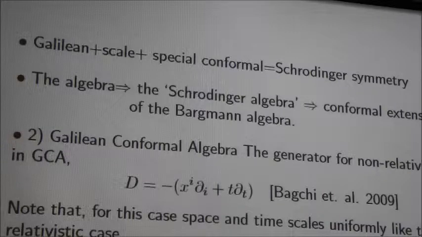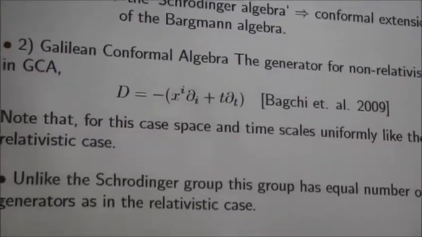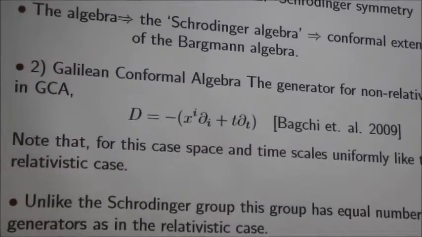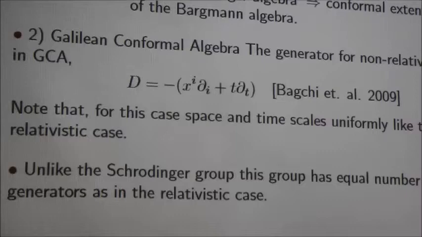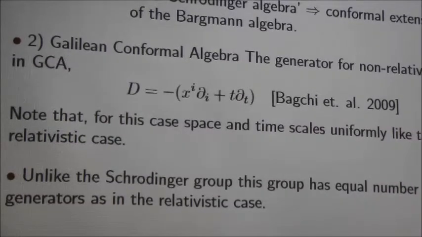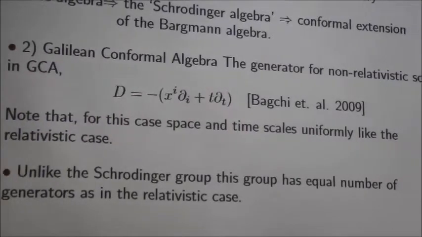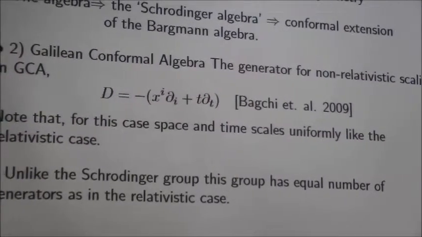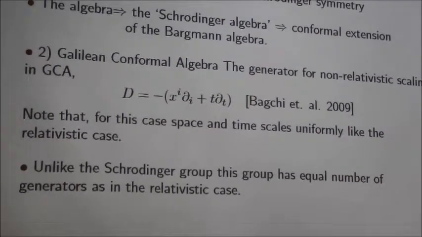There is another way of looking at non-relativistic scaling, the Galilean conformal algebra, which was discussed by Bagchi and Rajesh Gopakumar in 2009. The generator for non-relativistic scaling in the Galilean conformal algebra is in that way, where space and time scale uniformly like the relativistic case. So the Galilean conformal algebra has an equal number of generators to the relativistic case, whereas the Schrödinger group has 12 generators, 3 fewer than the relativistic group.